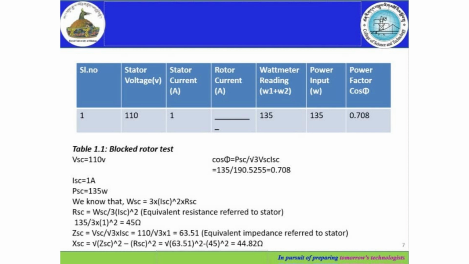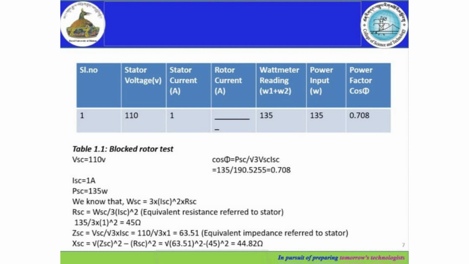Here we have ISC, which is the short circuit current, as 1 ampere, and short circuit power reading, which is the sum of watt meter reading 1 and watt meter 2 reading, which is equal to the 135 watt. And similarly, we can also calculate the power factor. So power factor, which is given by PSC divided by root 3 times VSC times ISC. So by substituting the value of PSC, VSC and ISC, we get cos phi as 0.708.